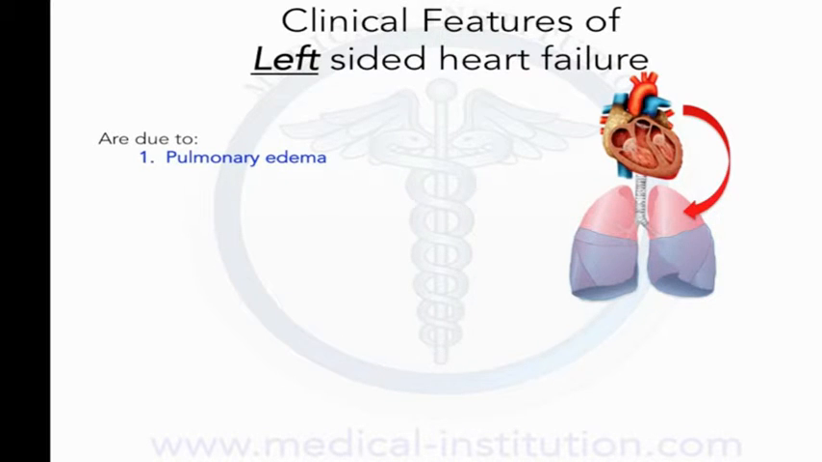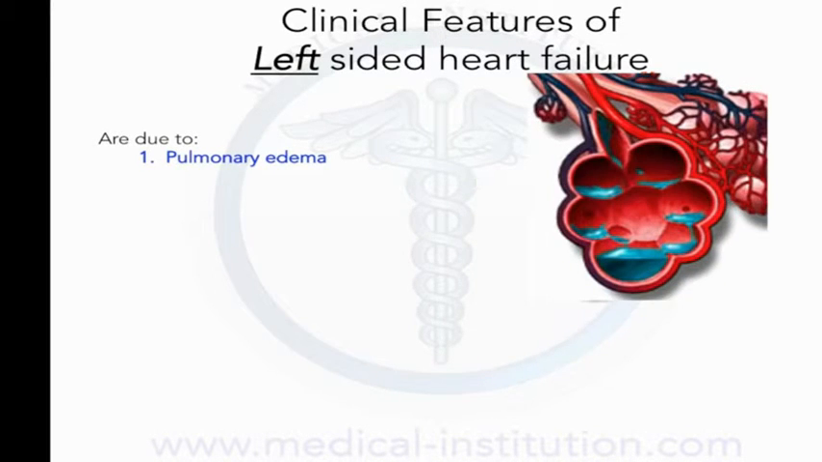This leads to fluid accumulation in the lungs, and clinical features such as dyspnea or shortness of breath, paroxysmal nocturnal dyspnea, which is the sudden worsening of dyspnea at night during sleep, and orthopnea, which is shortness of breath that occurs when lying flat and improves when sitting up and standing.